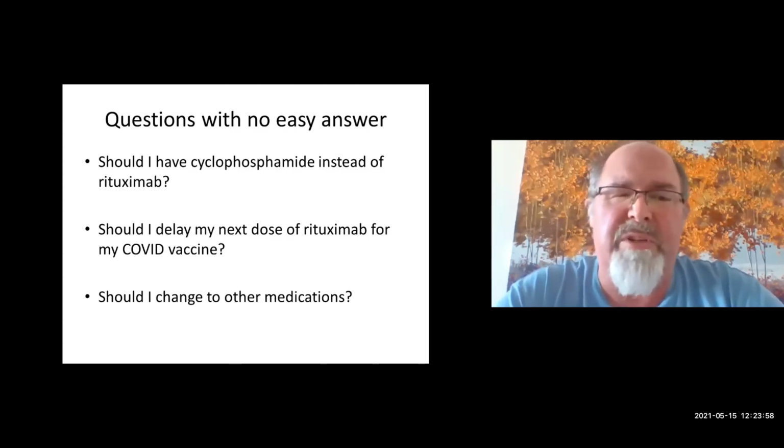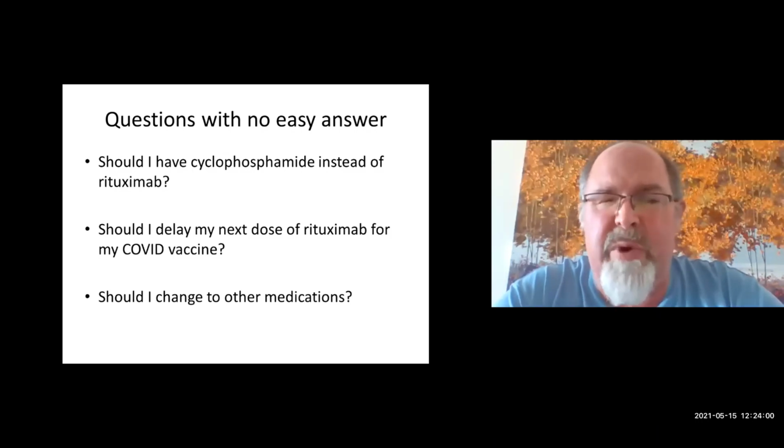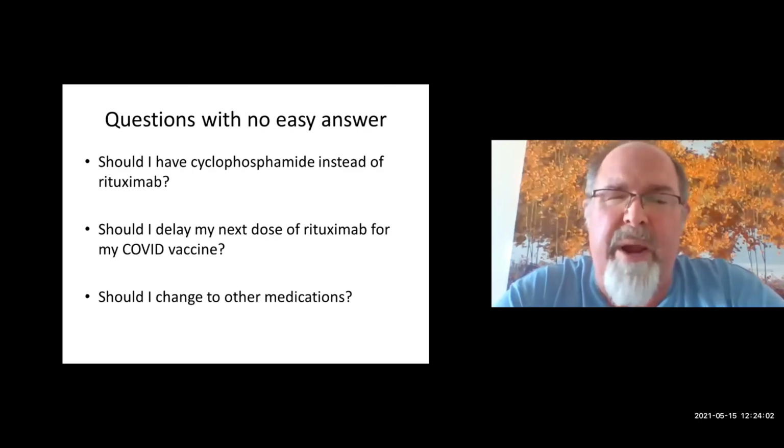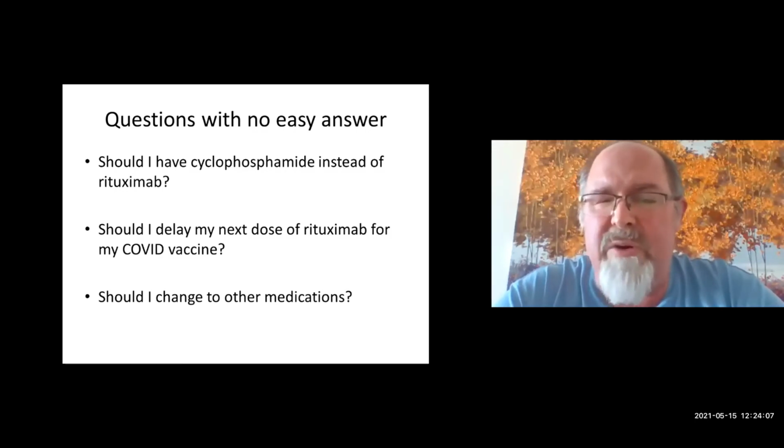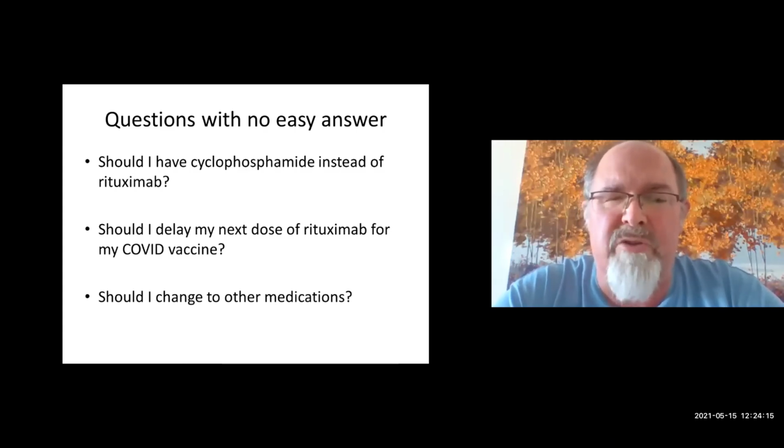So I put a few questions here. Should I have cyclophosphamide instead of rituximab because you're worried about a vaccine response? I personally think that the best approach is that you should have the best treatment to control your disease. Worrying about prevention of something is not as important as controlling a disease you already have. That's my personal philosophy, but I would think that was widely accepted across many doctors and many patients.